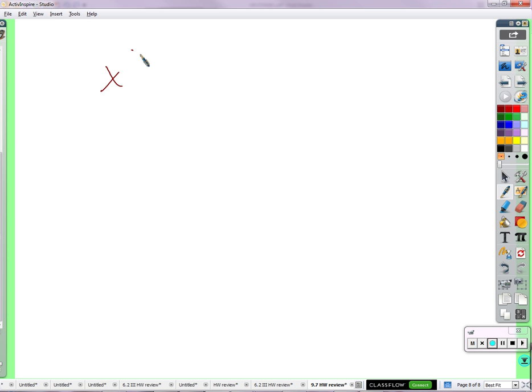Okay, so x cubed plus 3x squared plus 5x plus 15. So look at that, we've been factoring. We've been doing that this entire time.